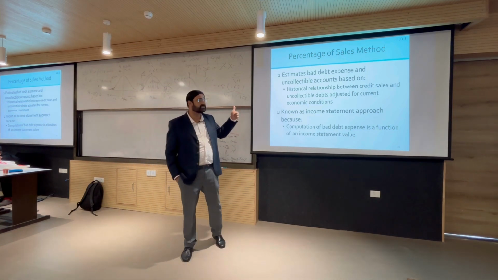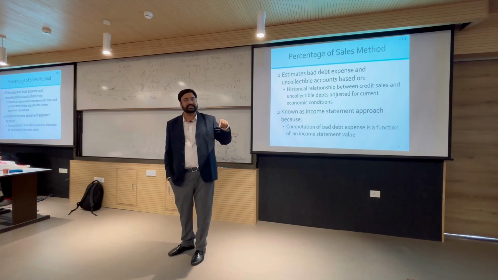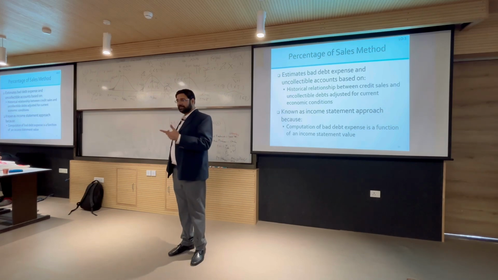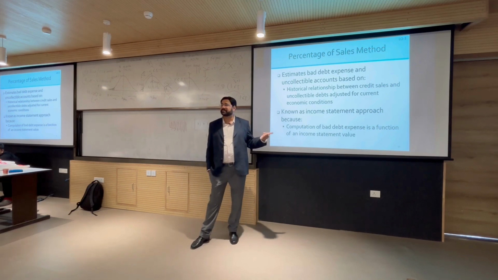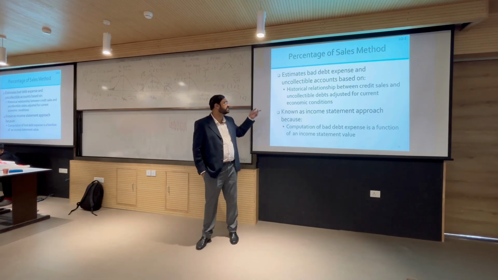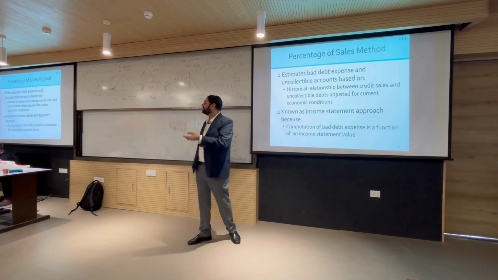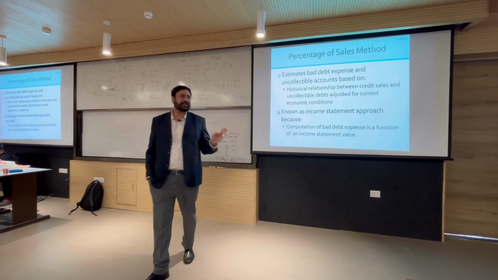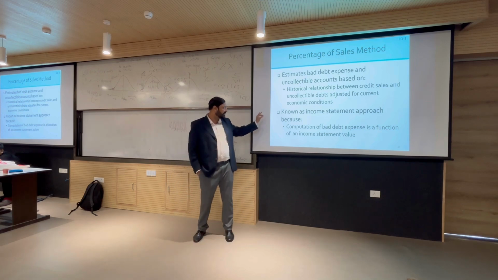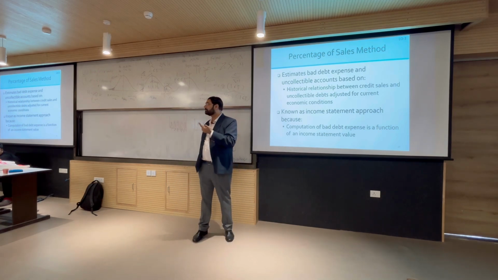One is as a percentage of sales. So sales was 100. Actually, when you say sales, you always mean credit sales, because for cash sales you are getting the money anyway. So when you say percentage of sales, it should be read as percentage of credit sales. Historically we know that out of credit sales, 2% of people don't pay.